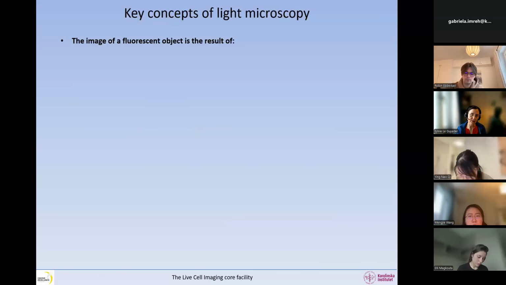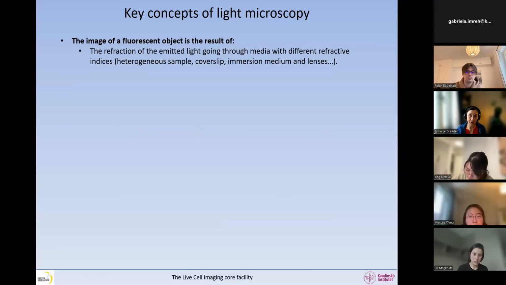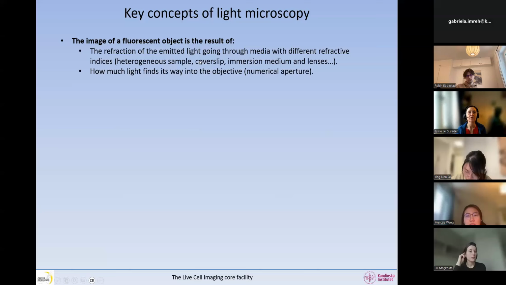The image of a fluorescent object is the result of refraction of the emitted light, the light that comes from our sample, that goes through lots of media with different refractive indices. That can be our sample, which is heterogeneous. It can be the glass cover slip. It is also the immersion medium and the lenses. All this will affect the image of our fluorescent object through refraction.